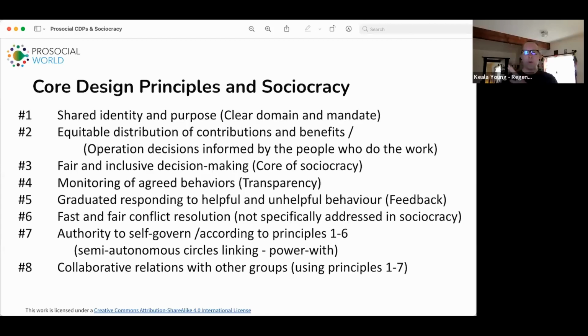Are you seeing the core design principles and sociocracy? Yeah, great. So the work of Eleanor Ostrom around commons resource management heavily informed the work of pro-social. Ostrom had studied Indigenous communities and their successful management of shared pool resources, and she discovered these patterns were essential patterns in their success.